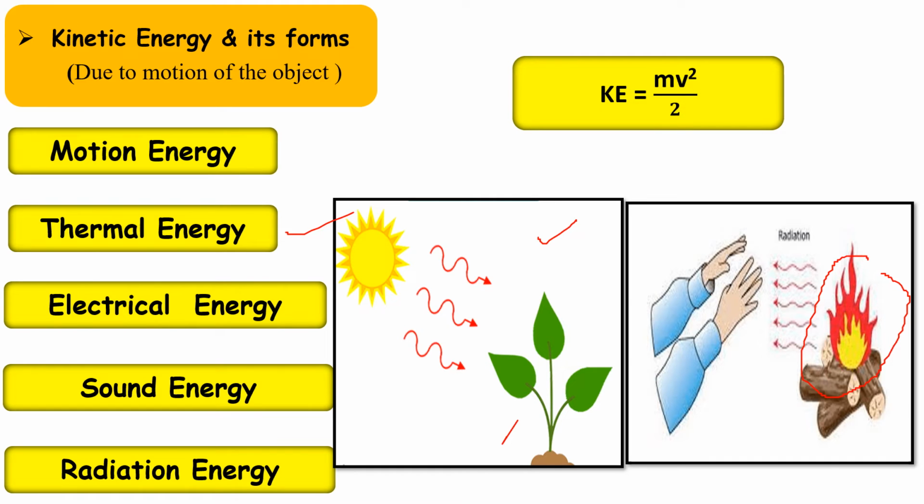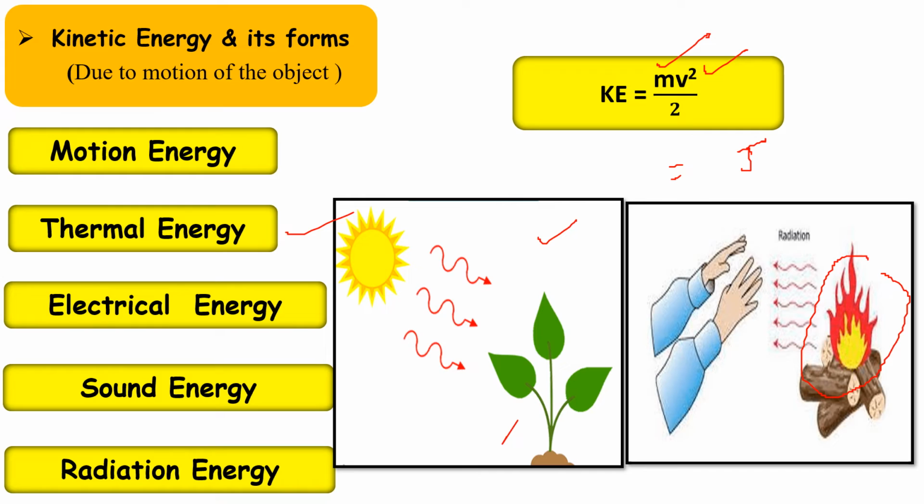Now we know kinetic energy, or energy, is a physical quantity, so we should be able to measure it. Kinetic energy can be measured by the formula half mv square. That means kinetic energy depends upon mass and square of velocity. So if we want to find kinetic energy, we need to know the mass of the object and the velocity of the object. And obviously the unit of kinetic energy is joules.